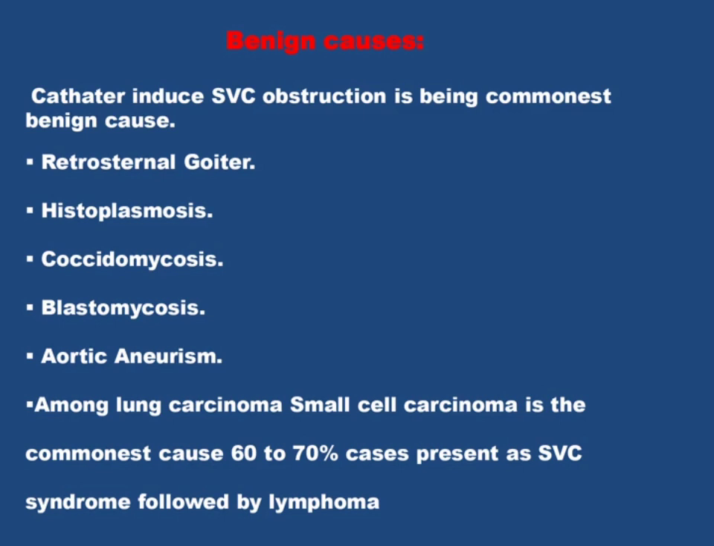As far as the benign causes are concerned, catheter-induced superior vena cava obstruction or stenosis is the commonest benign cause. The other causes are retrosternal goiter, and fungal infections like histoplasmosis, coccidioidomycosis and blastomycosis, which cause superior vena cava syndrome, and aortic aneurysm.